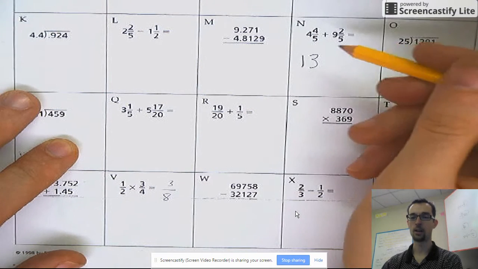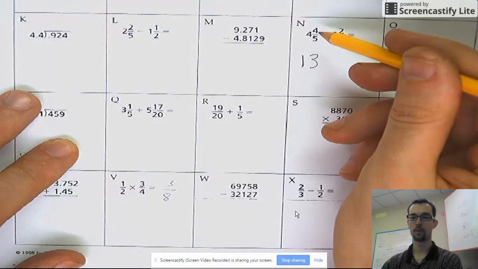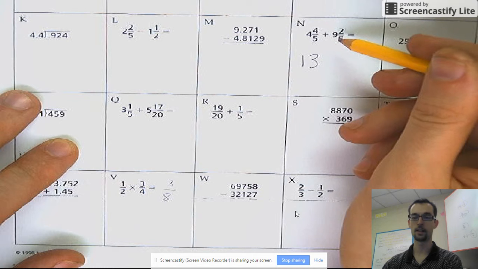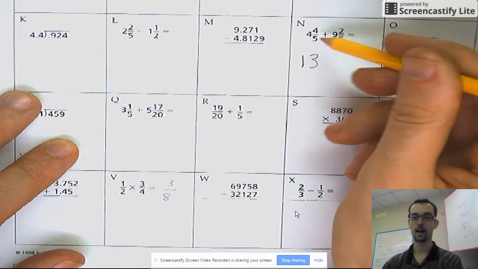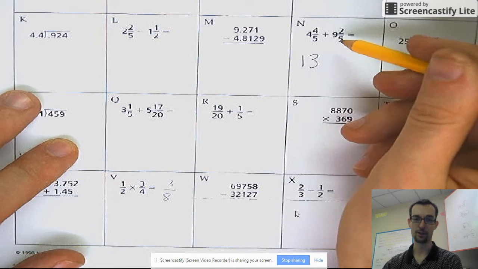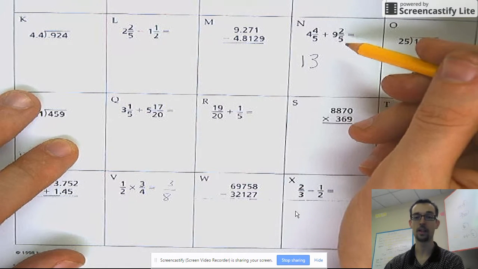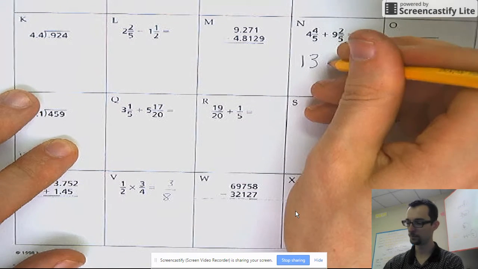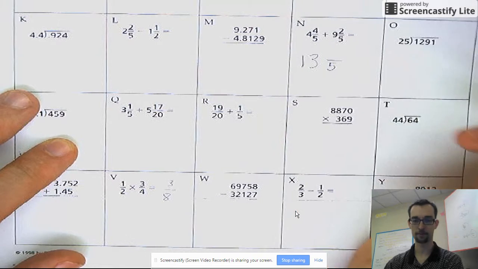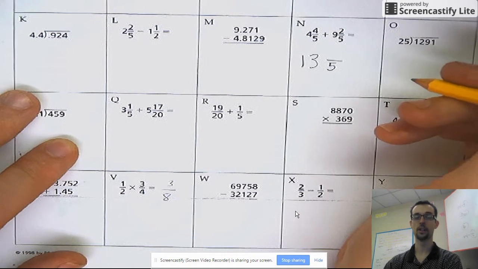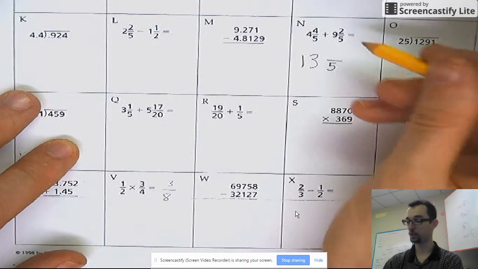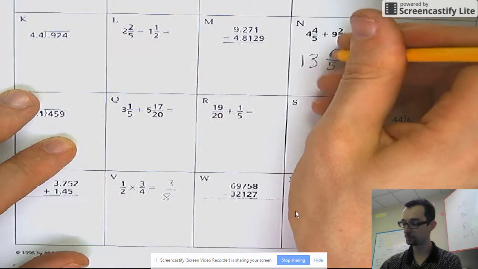The denominator in this case, 4/5 plus 2/5, is already 5. In order to add or subtract fractions, you have to have the same common denominator, and in this case, they already are. So my answer is going to be something over 5. What's the numerator? Well, you add the numerators together. So 4 plus 2 is 6.